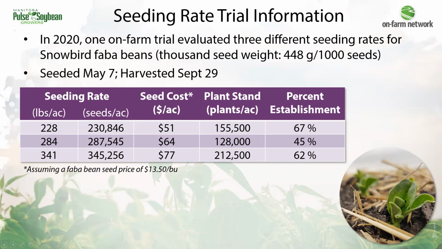Plant stands were evaluated for each seeding rate around V5. What we were seeing in the plant stands we were recording in the field when we took those counts was that the lowest seeding rate resulted on average in a plant stand of 155,000 plants per acre. The medium seeding rate resulted in a lower plant stand of 128,000 plants per acre, and the highest seeding rate resulted in a plant stand of 212,000 plants per acre. So we're seeing kind of a medium, low, and then high from those different seeding rates established.